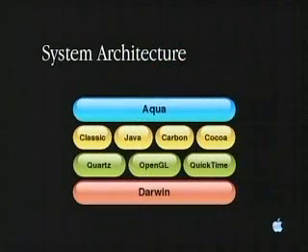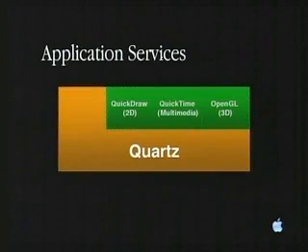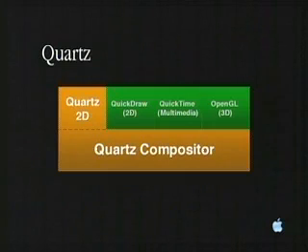Looking at the system architecture slide, you'll notice that Quartz is in the application services layer right above Darwin. At that level, we've got Quartz, OpenGL, and QuickTime. Looking at that in a little more detail, you'll notice that QuickDraw, QuickTime, and OpenGL are not only peers to Quartz, but at the same time, they're also sitting on top of Quartz. The reason for that is Quartz is really composed of two components: Quartz 2D, which is our focus today, and the Quartz Compositor.